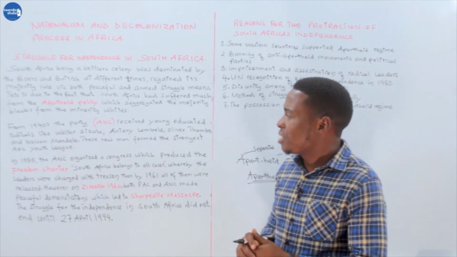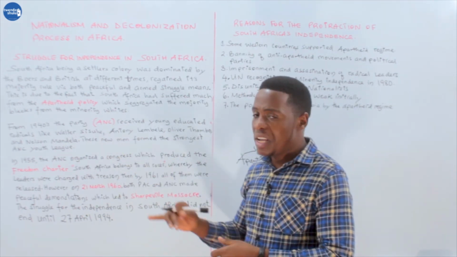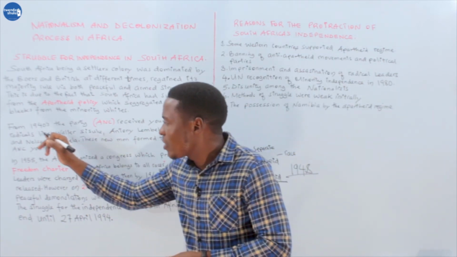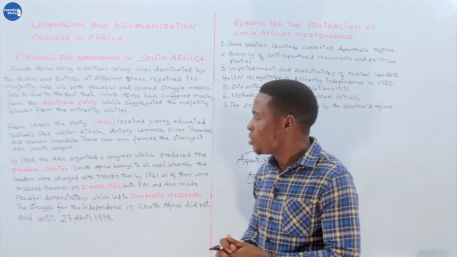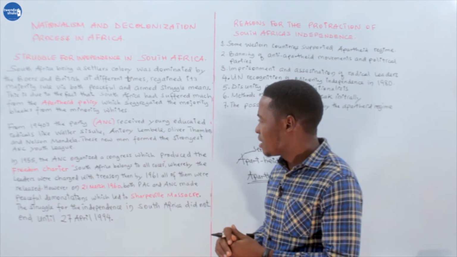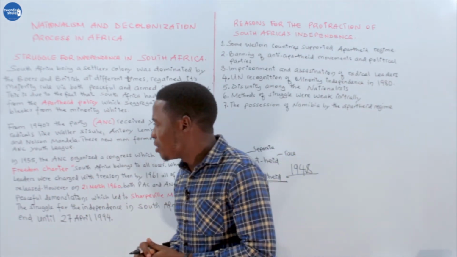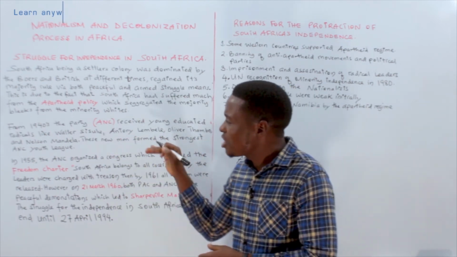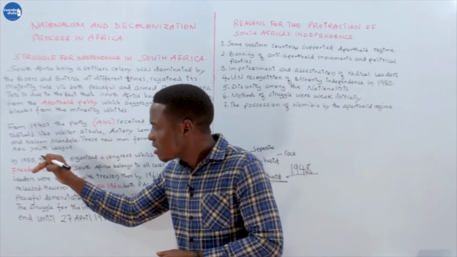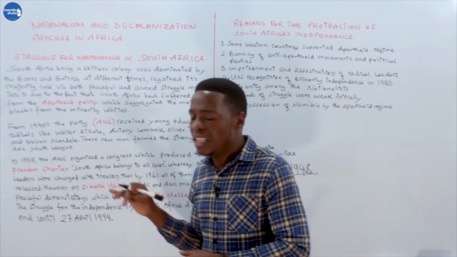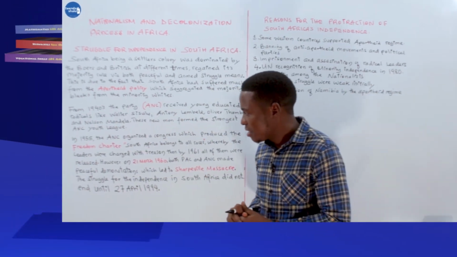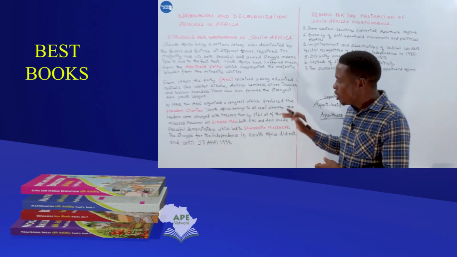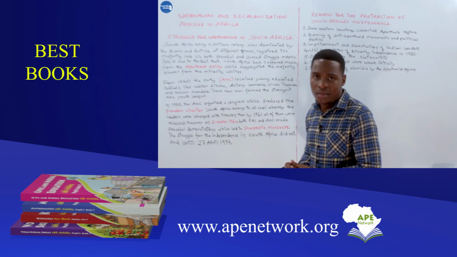From the 1940s, the political party called ANC, African National Congress, received young educated radicals like Walter Sisulu, Anthony Lembede, Oliver Tambo, and Nelson Rolihlahla Mandela. These new men formed the strongest ANC Youth League. Then in 1955, the ANC organized a congress which produced the Freedom Charter.